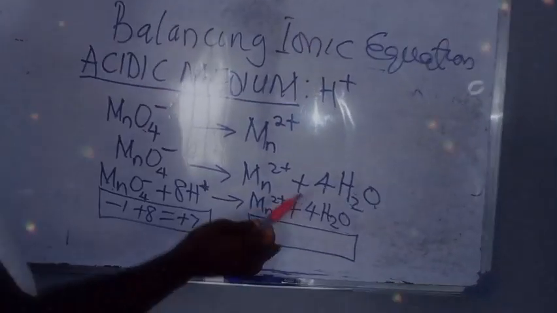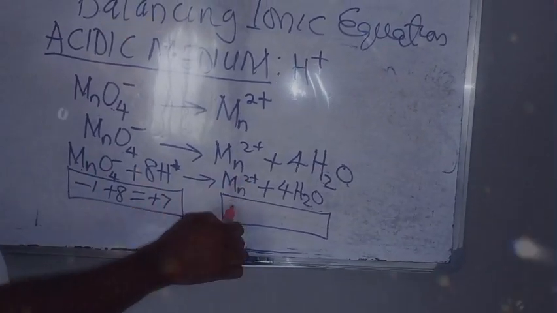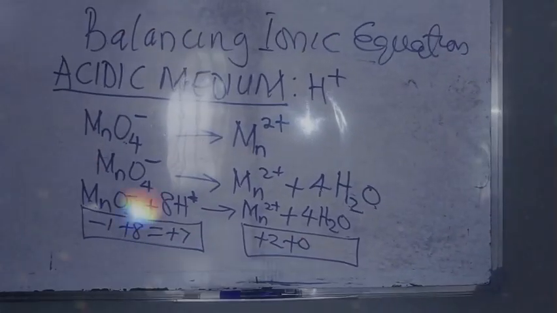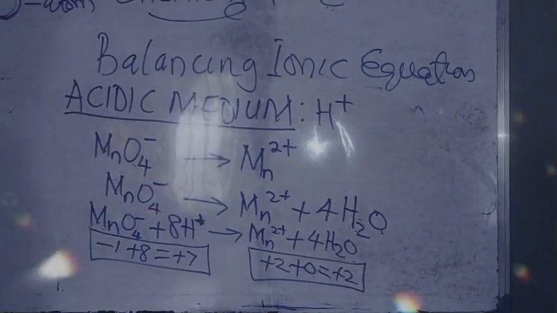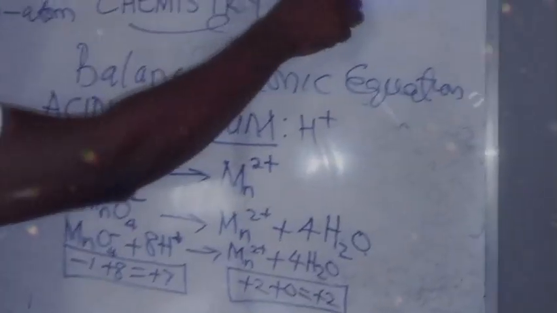At this side, the stoichiometric coefficient is 1. 1 times plus 2, that's plus 2. This one does not have any charge. You can't see any charge. It doesn't have any charge because it's water molecule. That's 0 plus 0. So this one gives us plus 2. So we need to reduce the charge content at the reactant side by introducing electron.